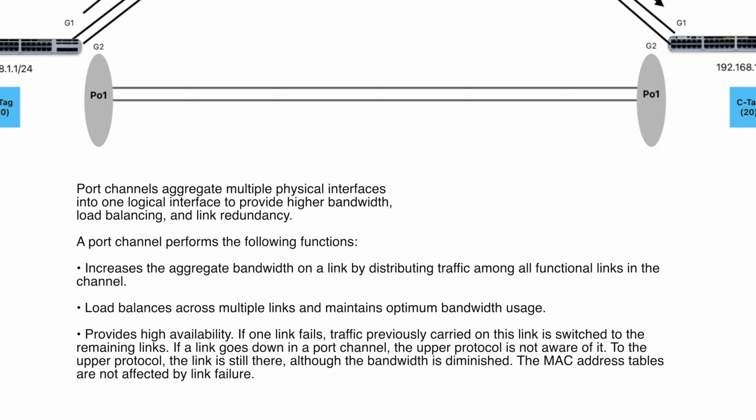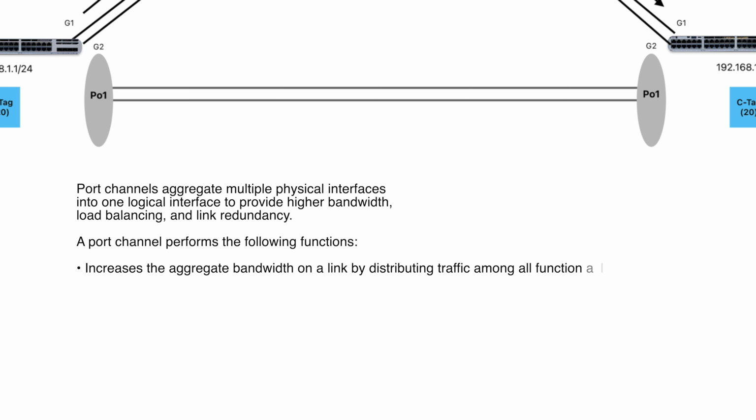If one link fails, traffic previously carried on this link is switched to the remaining links. If a link goes down in a port channel, the upper protocol is not aware of it. To the upper protocol, the link is still there, although the bandwidth is diminished. The MAC address table is not affected by link failure.